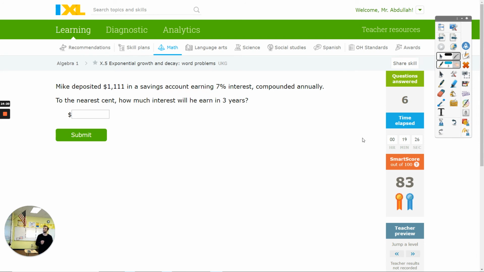Okay, this is going to be the last one. I got another interest question. How much interest might the $1,000 savings account earn? So this right here is the principal amount. This is 0.07. That's the rate. Compounded annually to the nearest cent, how much interest will he earn in 3 years? That's the time, T, lowercase.